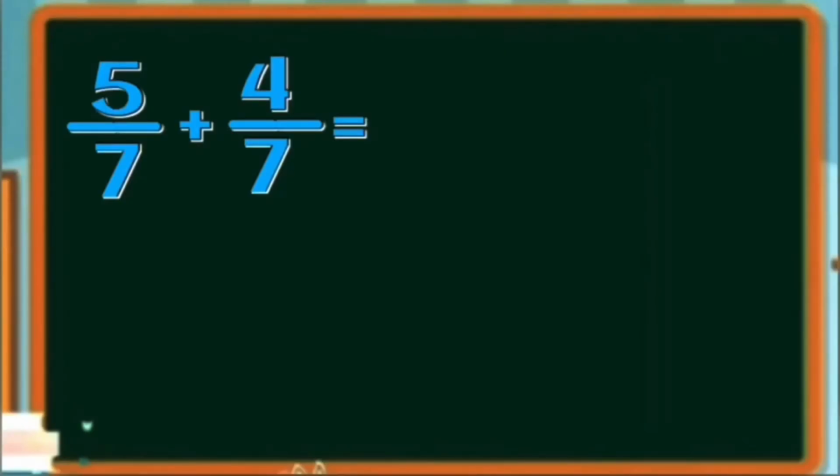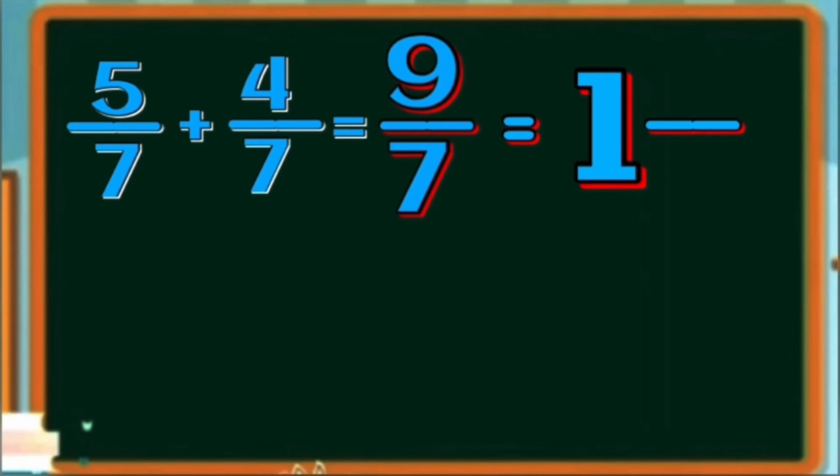Another example, we have 5/7 plus 4/7. Again, first step, add all the numerators. We have 5 plus 4 is equal to 9. Then, copy the common denominator, which is 7. And that makes it 9/7. Then, simplify the fraction into its lowest term. In this case, 9/7 is already in the lowest term, but it is an improper fraction. Always remember to change an improper fraction into a mixed number. So we have here now 9/7 is equal to 1 and 2/7.